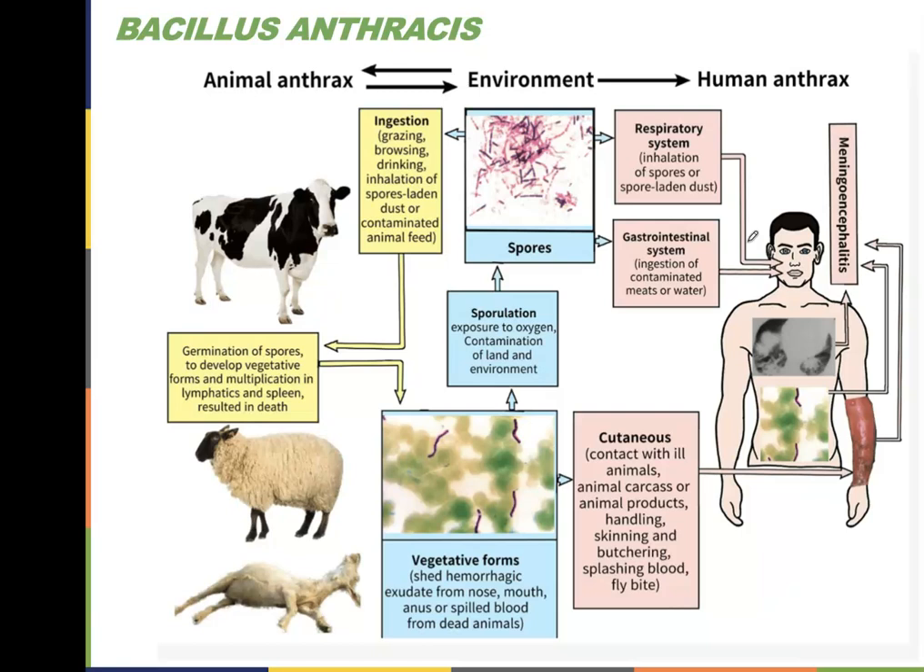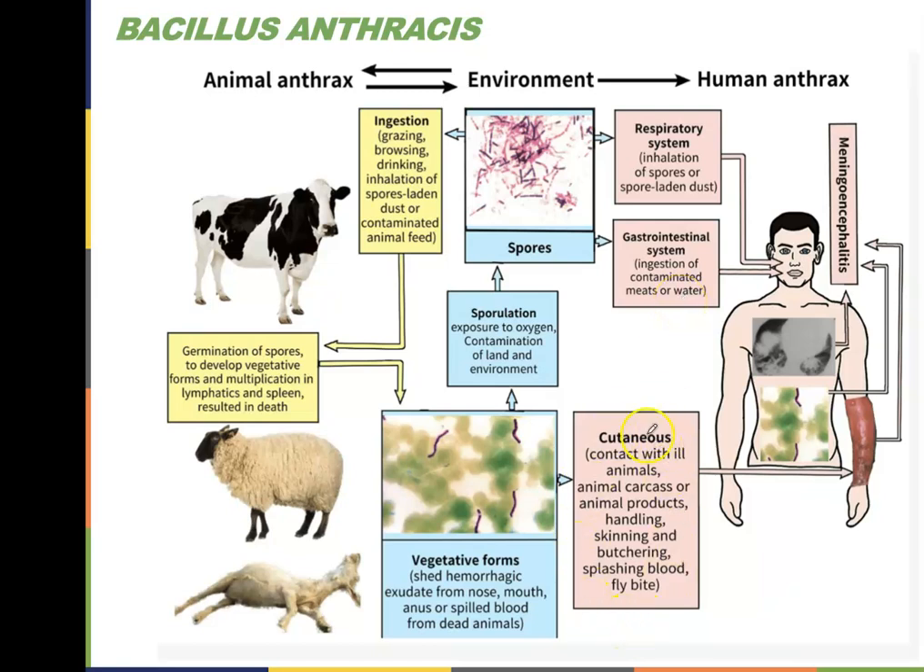This is just a nice chart of our anthrax. Let's start here in the environment. In the environment, we have our spores, and it's very commonly found in animals, farm animals, for example. But for us, we can get it three ways. Respiratory anthrax, we inhale the spores. Gastrointestinal anthrax, we accidentally eat or drink water contaminated with those spores.